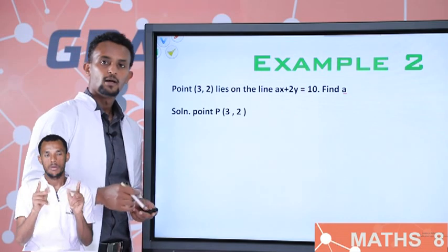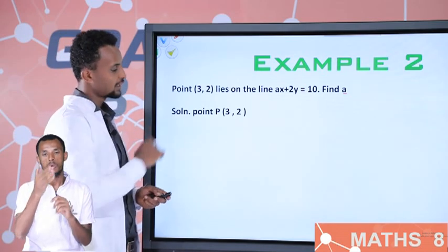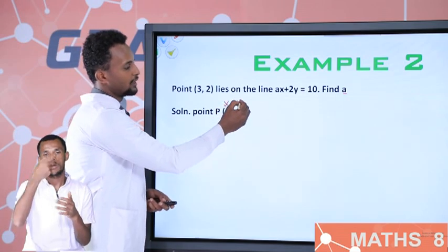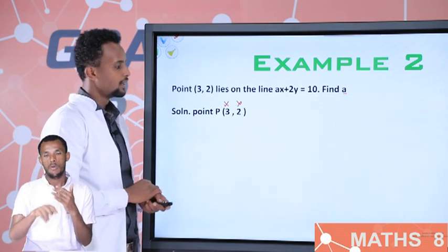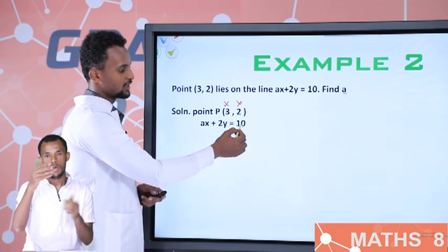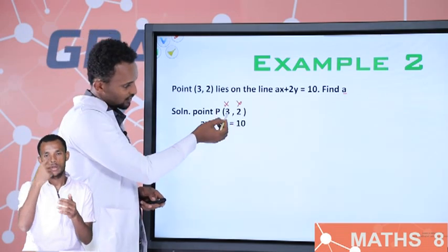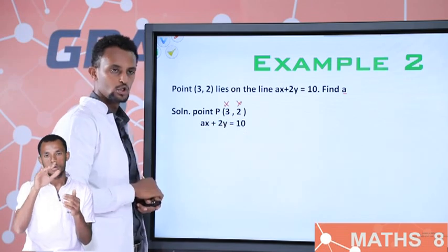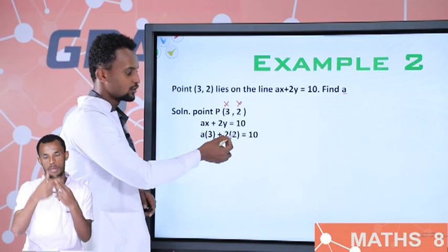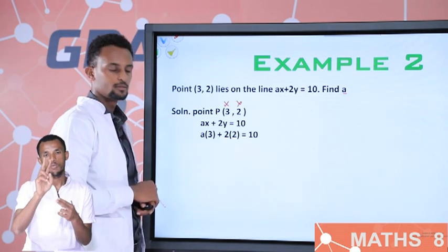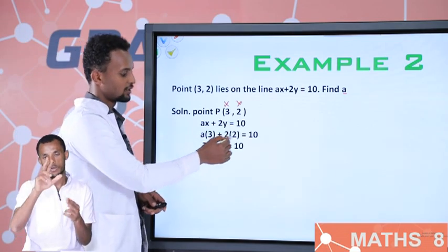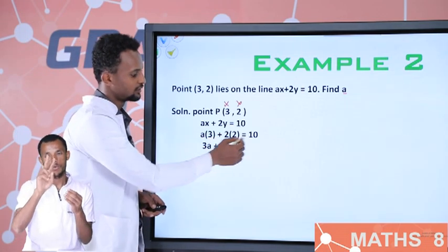Okay, I hope you tried well. So, in the solution, the point P is (3, 2), this is the x value and this is the y value. Now, let's substitute in the equation ax + 2y = 10. The value of x is 3, the value of y is 2. When we substitute, a times 3 plus 2 times 2 is equal to 10. Now, 3 times a is 3a, plus 2 times 2 is 4, equal to 10.